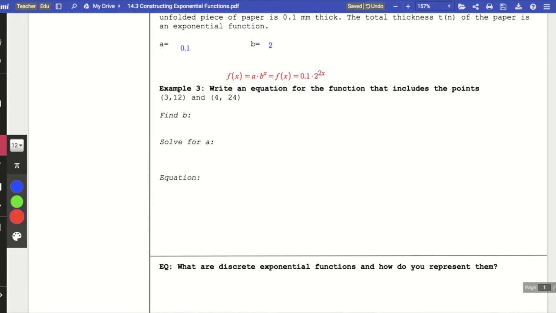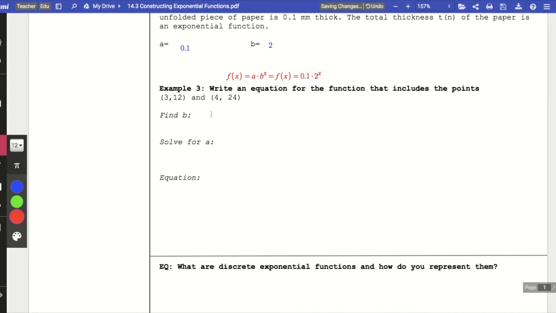All right. So now that we've established this, we're going to take it to the next example. We're going to be writing an equation where we're given 2 points, and it seems pretty daunting at first, but it's actually not that bad. So we have to start by finding b, but if you remember from geometric sequences, b is the common ratio, right?